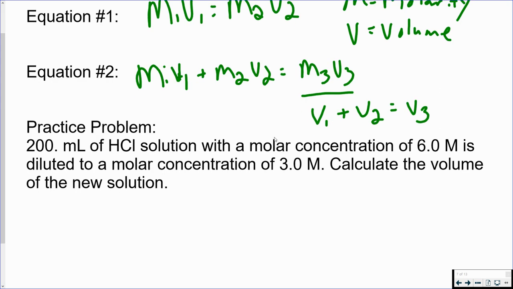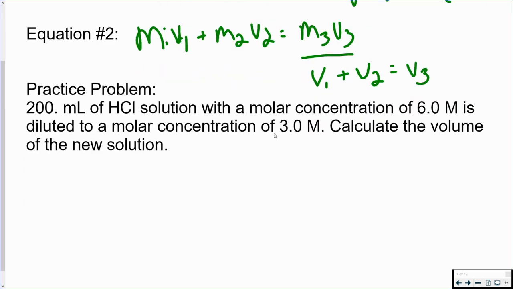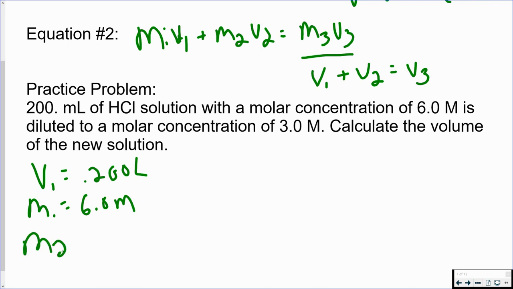So let's go ahead and do a practice problem together. We have V1 0.200. Remember, it's got to be in liters. And then we have M1 is equal to 6.0 molar. And we're trying to go to an M2 of 3.0 molar.